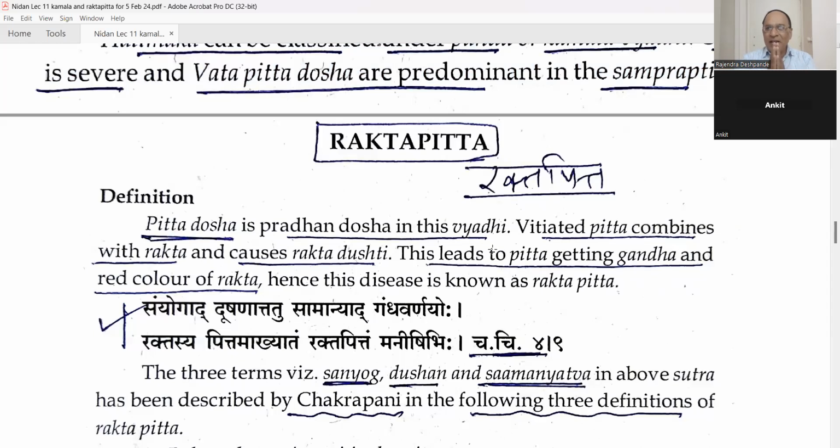So kindly make an end line. We have completed the first important disease from the Rakta Vaha Srotas. So write down, very important disease. Kamala is finished.